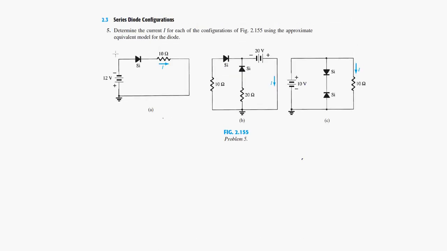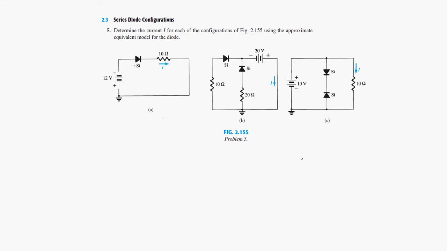So let's start with the first exercises. This exercise asks us to determine the current I on this circuit. There are three exercises on here, so we start with the first one, exercise A. We have here on the left a voltage source, which is pointing downwards, so the plus side is downwards.